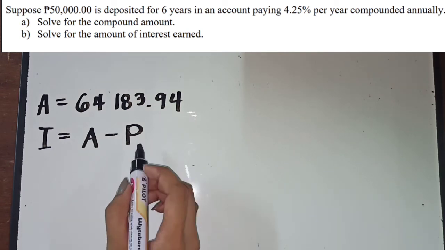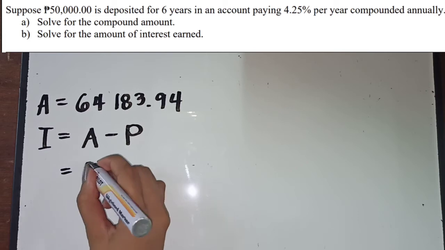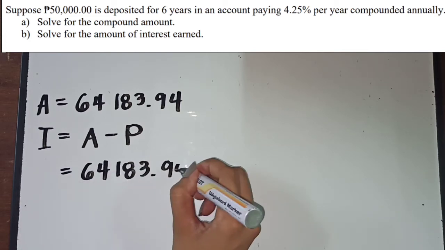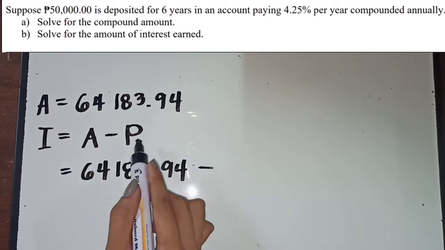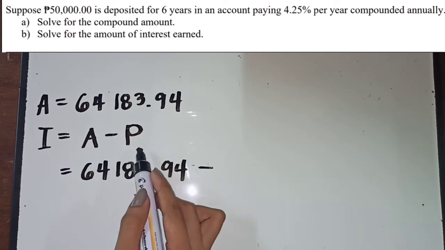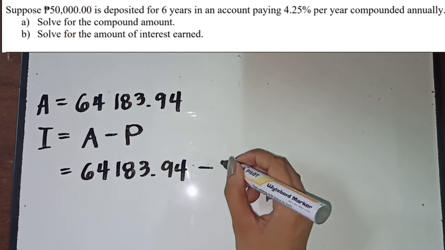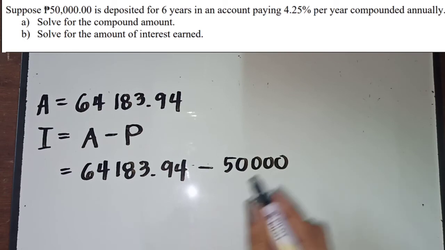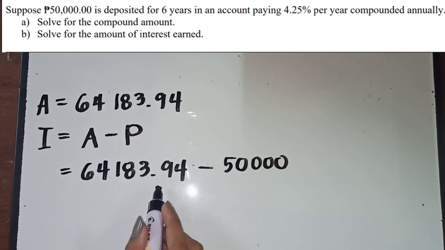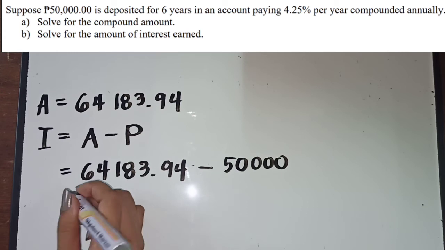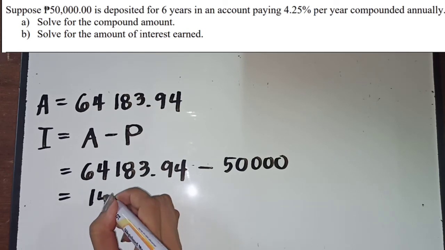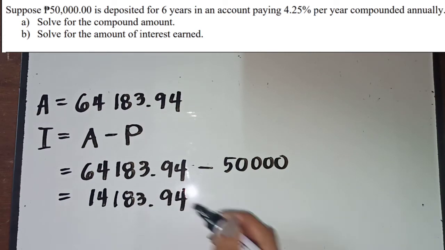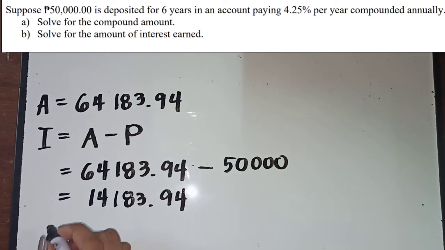So, just substitute. So, we have 64,183.94. Then, minus the value of your P. Again, this is your principal. And the value of your P is 50,000. So, 64,183.94 minus 50,000 is equal to 14,183.94.